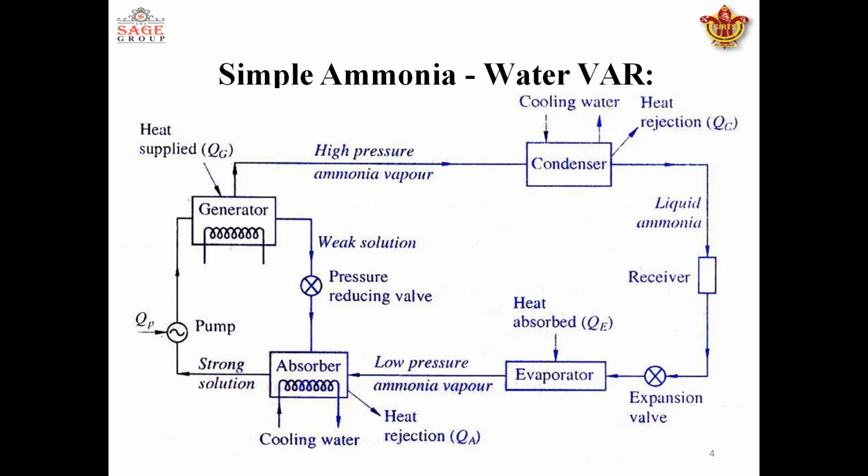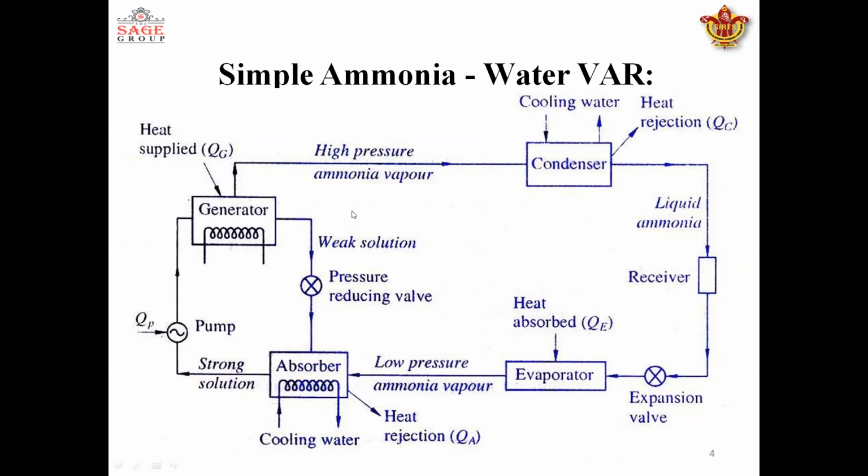And in the generator, we use an external source of heating, or we can use electrical coils for heating, or we can use solar energy as well, or alternately fossil fuel energy, in order to heat this strong solution inside the generator. After we supply the heat source in the generator, the ammonia vapor is driven off and moves towards the condenser. That is, now high pressure and high temperature ammonia vapor is moving towards the condenser.